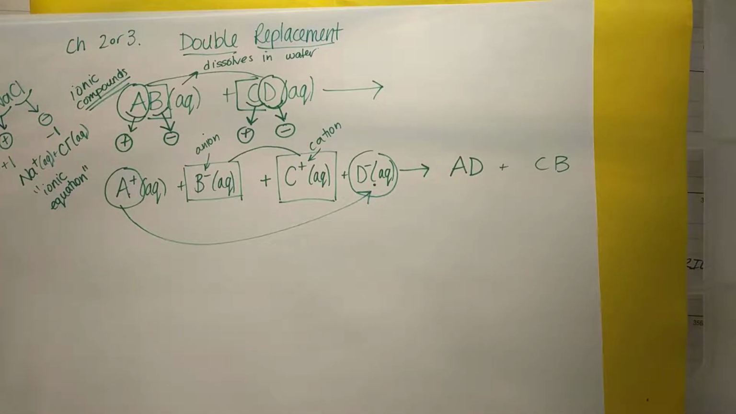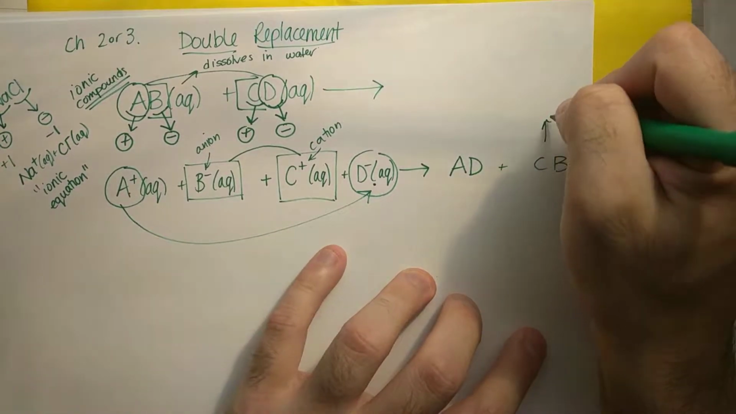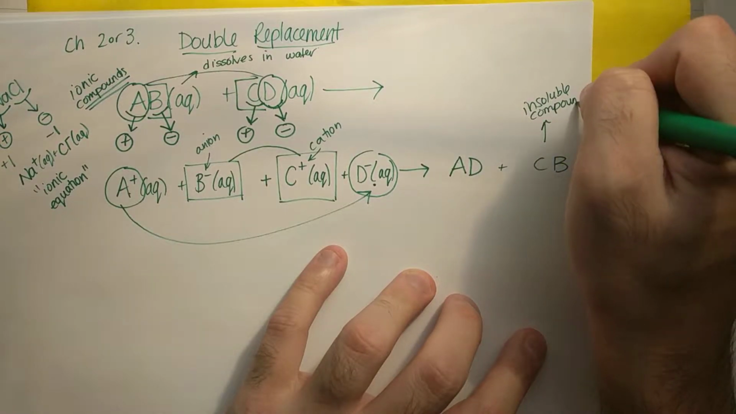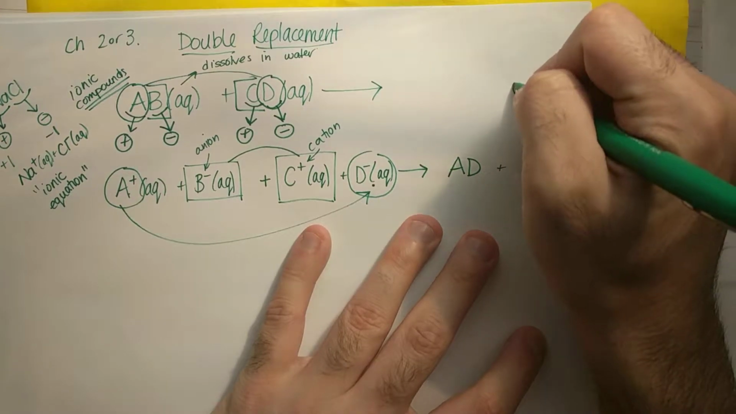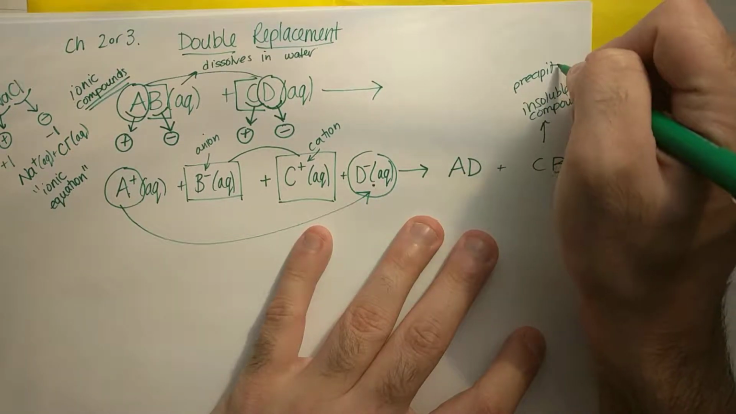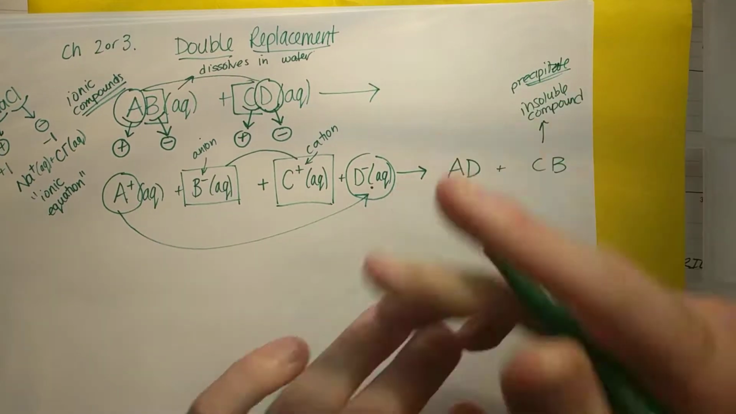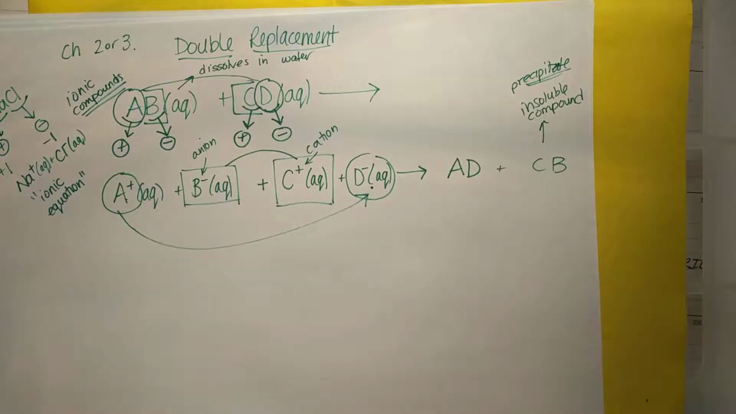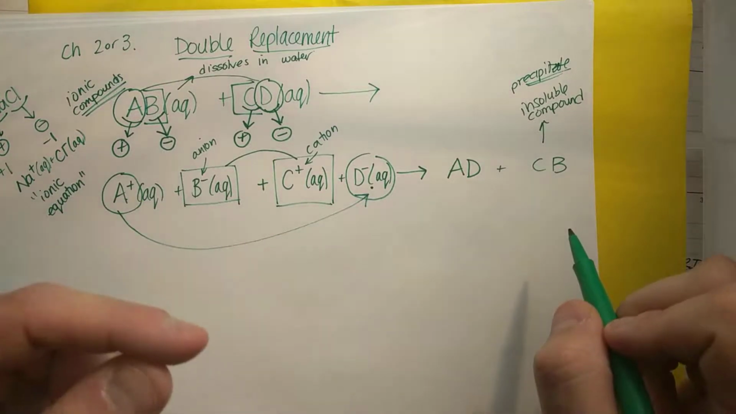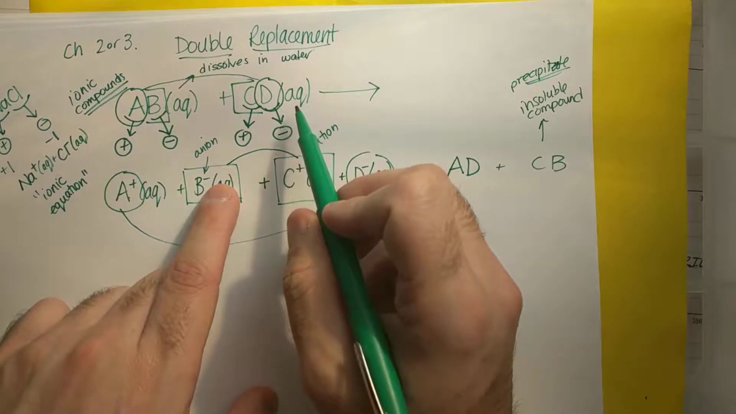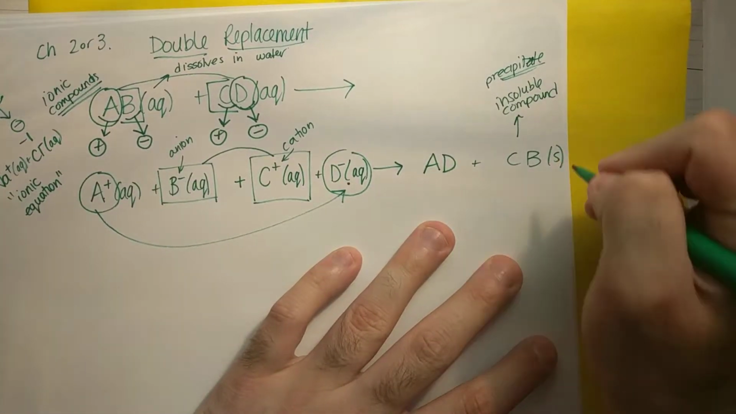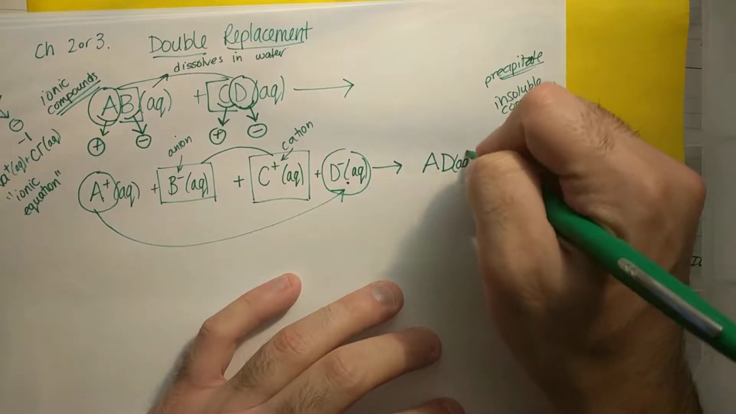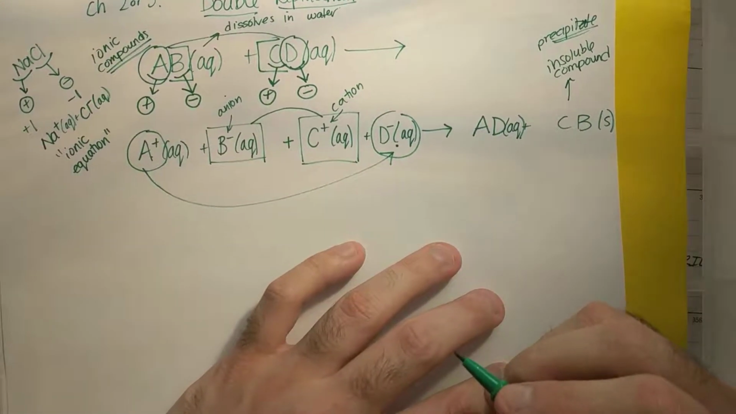Now, what if you found out somewhere that CB is an insoluble compound, or under the conditions given here, CB will be a precipitate, and you could use a Ksp, or you could be told with some sort of solubility rule that B doesn't form soluble ions with C. So if CB is insoluble, I would not write aqueous. I would write solid. And then let's say I didn't know anything else about AD. I could either make the assumption that it's soluble, or I could write AD for aqueous.